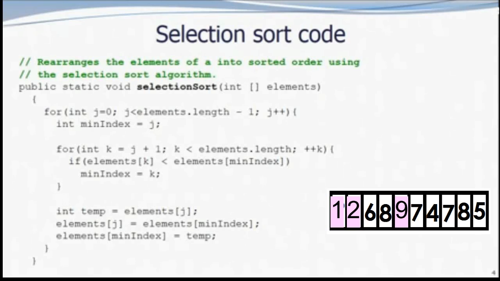So then j becomes 2, so that's the next index. K becomes the one after it. Does that make sense? And we keep going until we've sorted everything. We keep finding the minimum value, selecting it, and swapping it out with the old one.